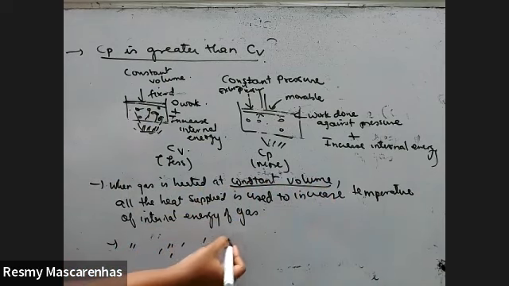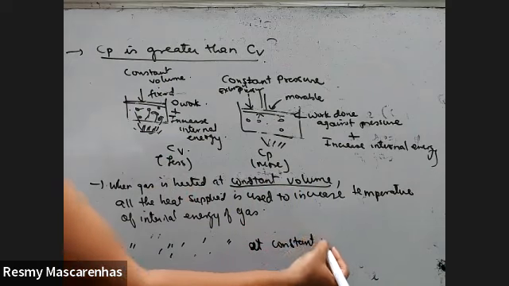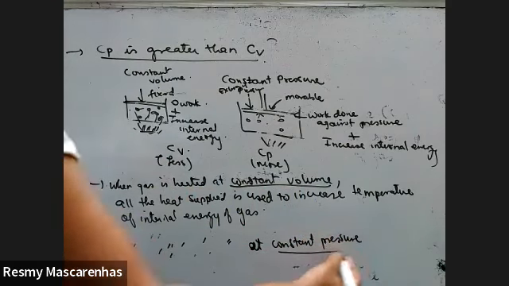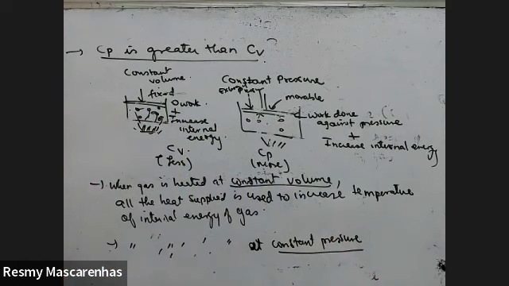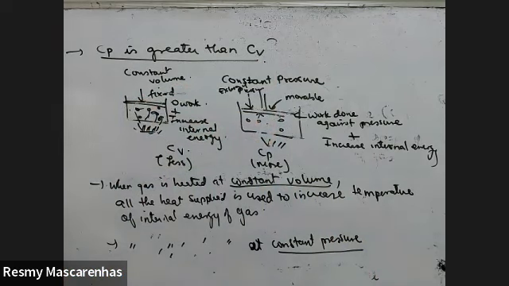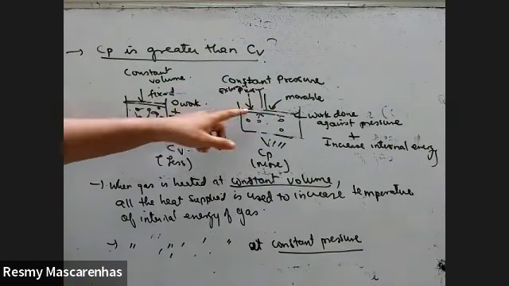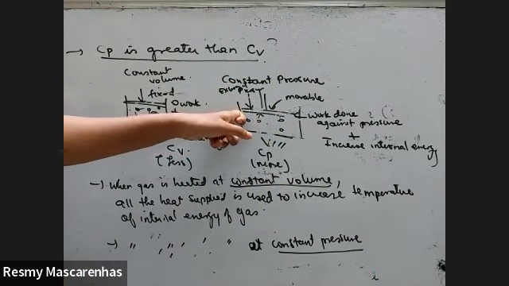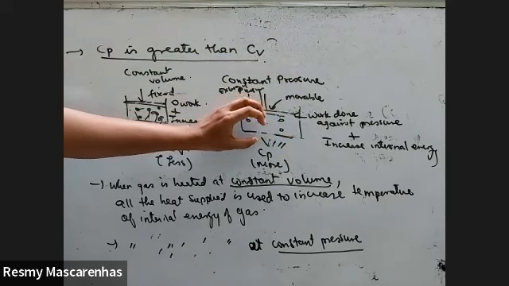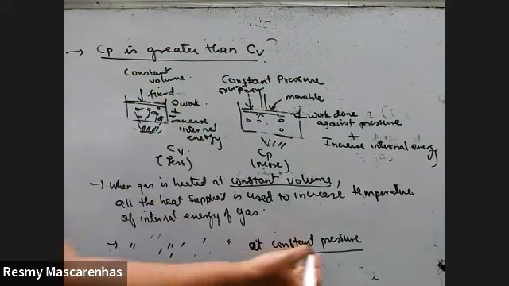When gas is heated at constant pressure, what is going to happen? The gas will expand. Here at constant volume there is no point of gas expansion, because it has no space to expand. Here the piston is moving, so it has the freedom to expand, because there was pressure first, it was compressed, now it has to expand. The gas expands.